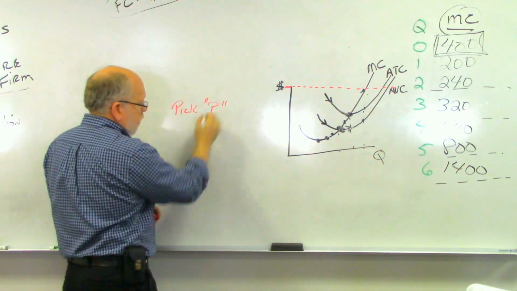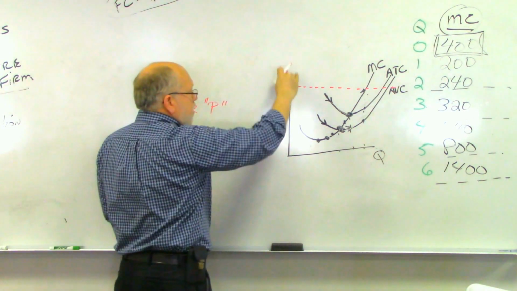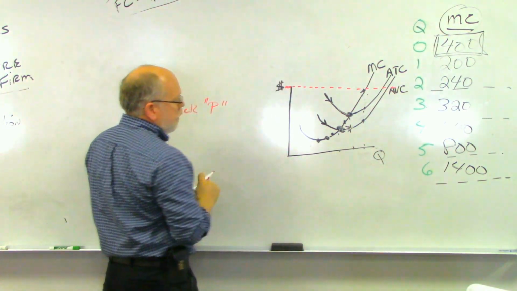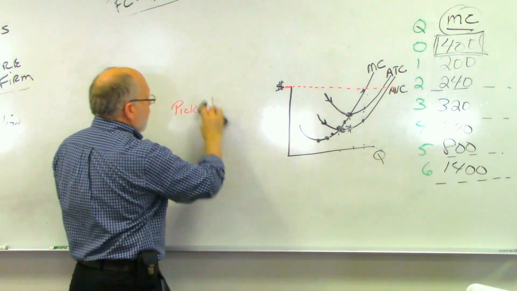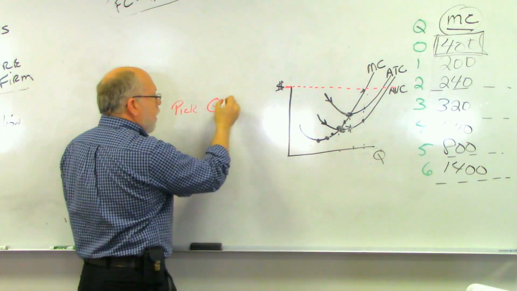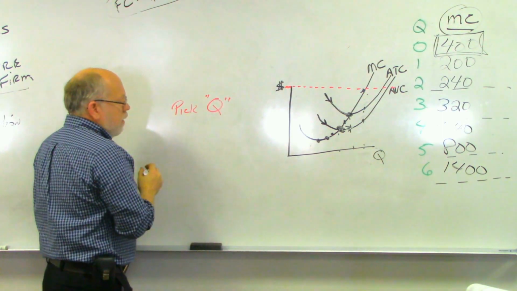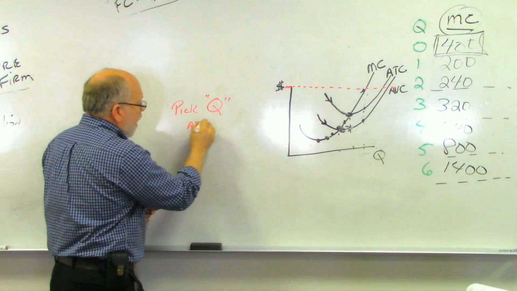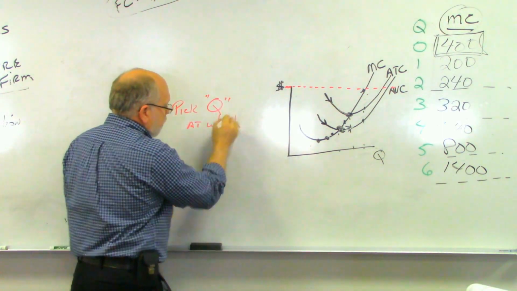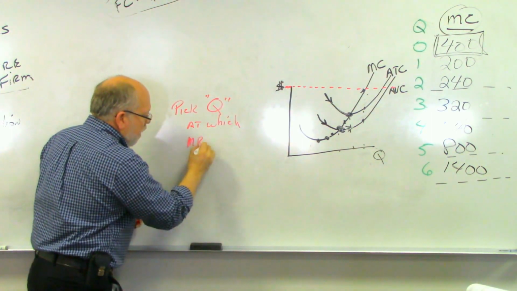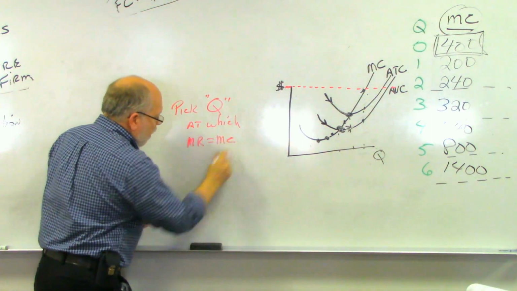the price. Could be this price, this one, this one, this one, this one, this one. I'm sorry, I said that wrong. We want to pick the quantity. There we go. We're going to pick the quantity at which marginal revenue equals marginal cost.